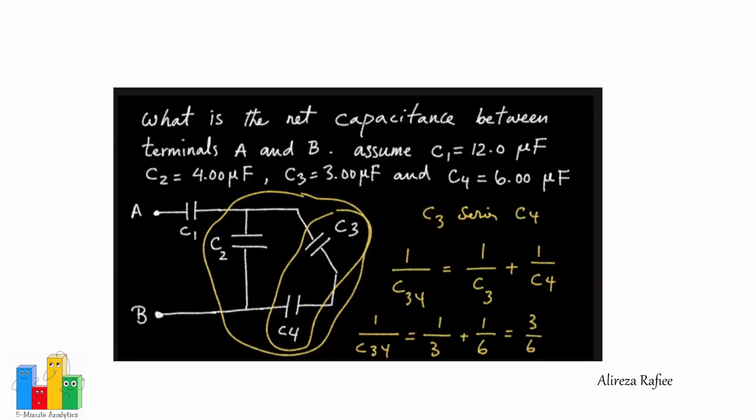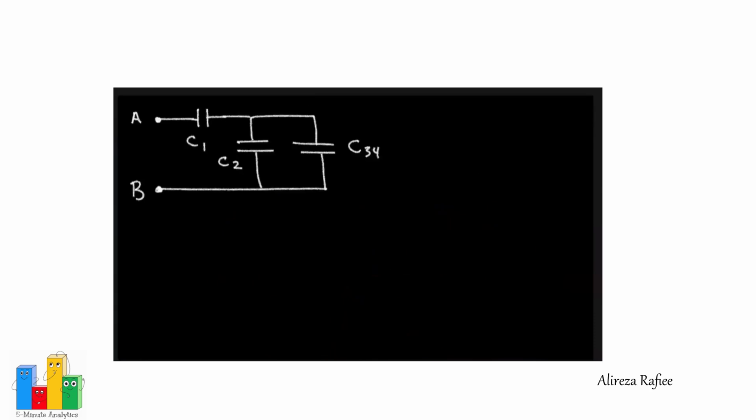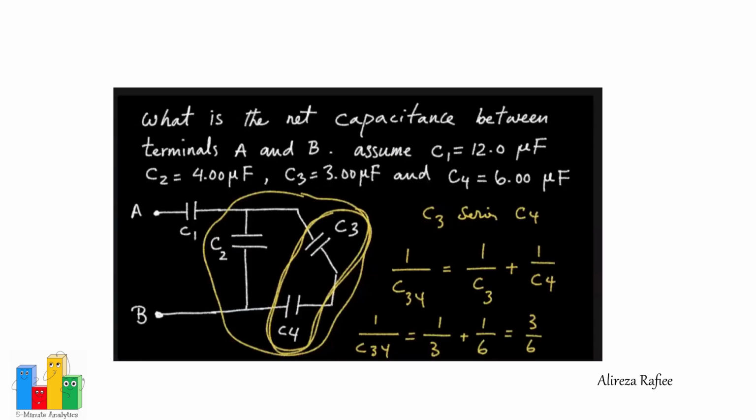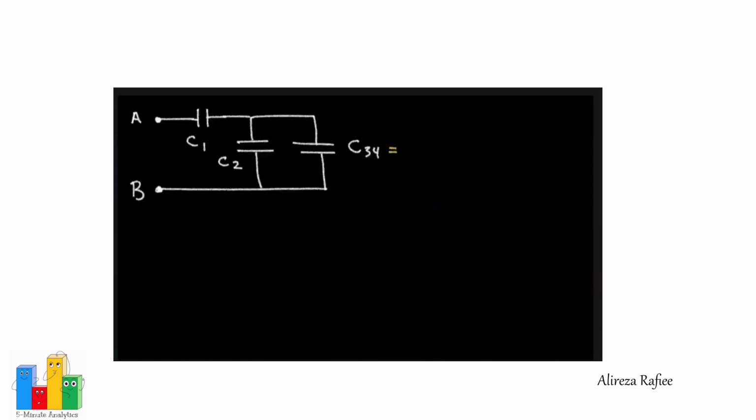And so you can say that I can take C3 and C4 and replace it with one capacitor, like this shape, where C34 is the reciprocal of 1 over C34, which is 6 divided by 3. So it's 2 microfarad. So we have this C34 now in parallel to C2. And so I would say C2 is now parallel to C34.